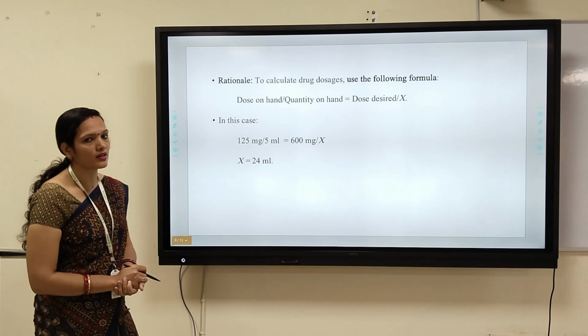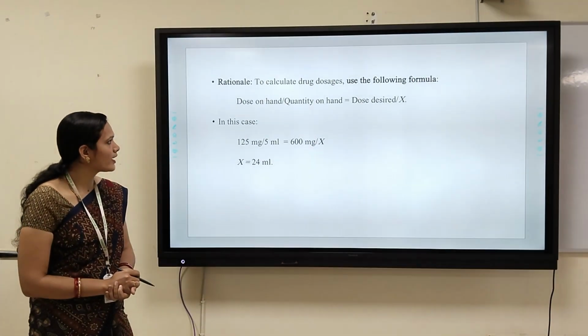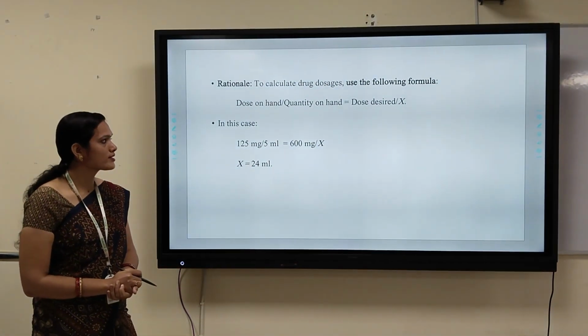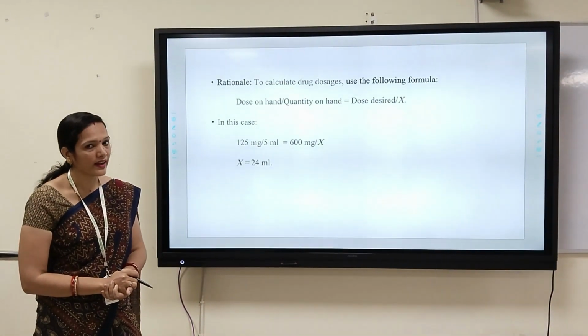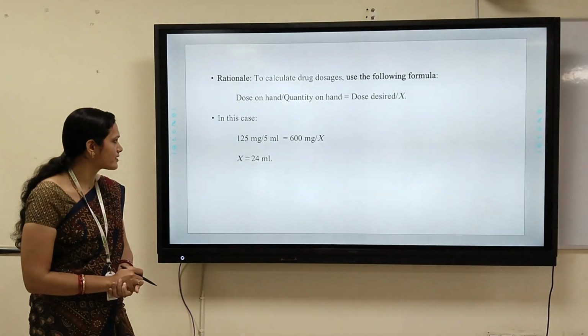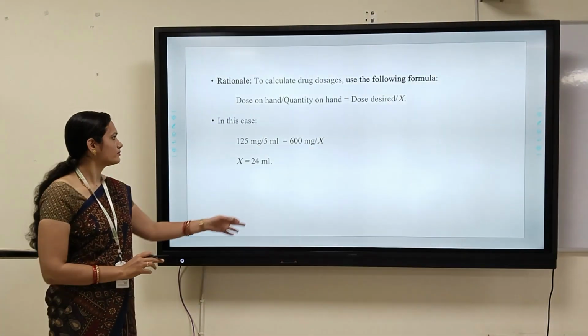To calculate the drug dose, we have to use the formula: dose on hand by quantity on hand is equal to dose desired by x. So here we have to find out the value of x. So here the value is 24 ml.